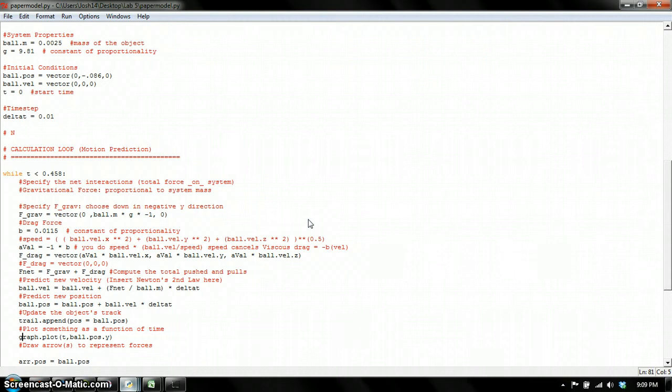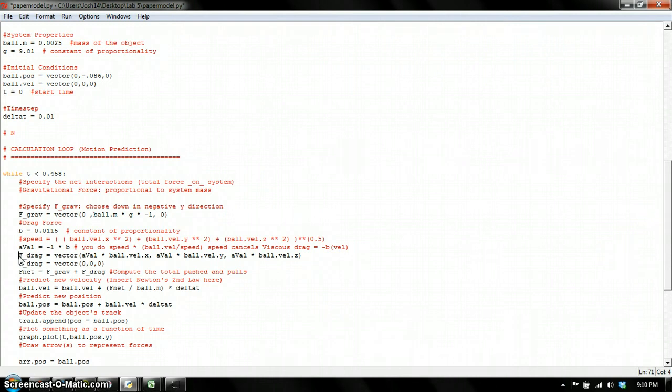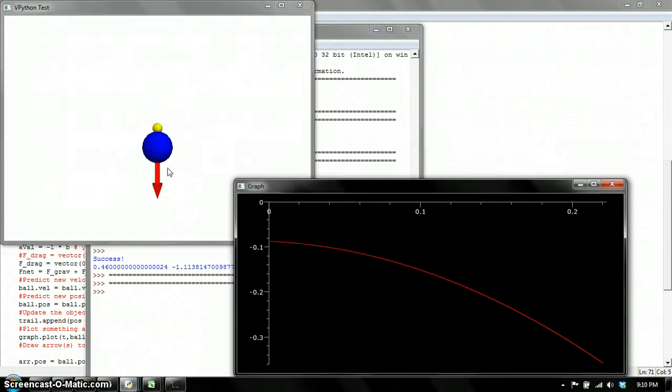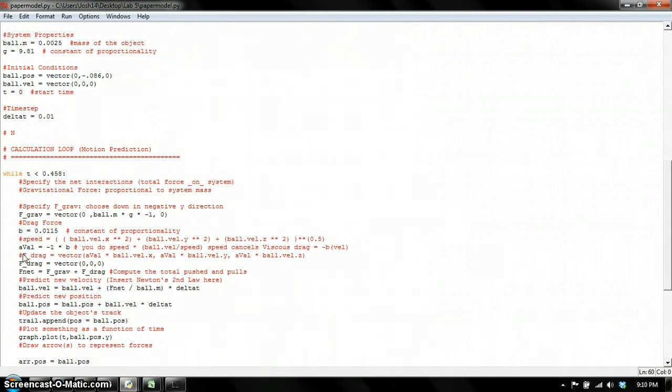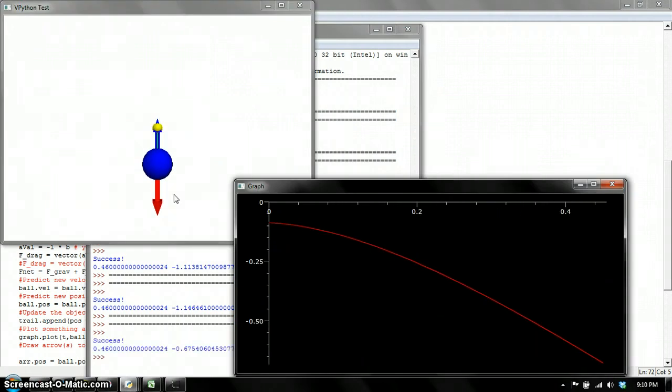So let's look at the model for the paper. It's the same, but mass is changed to 0.0025. Initial position is changed to 0 and negative 0.086. So the constant of proportionality is also different. So this is without drag first. It's basically the same as the ball, but if we incorporate drag into the model, it starts going in a straight line. As you can see, the force of drag is beginning to be equal to the force of gravity.